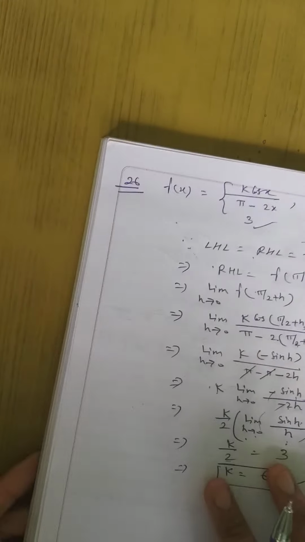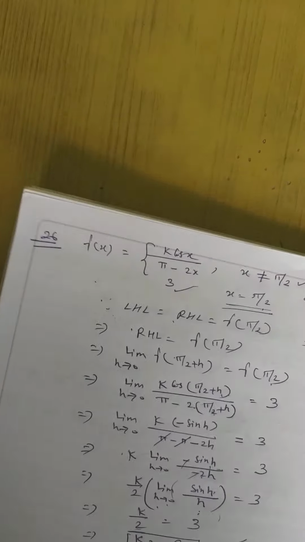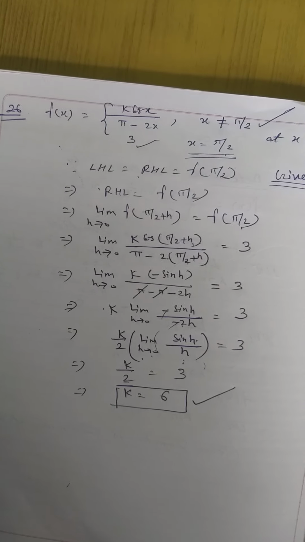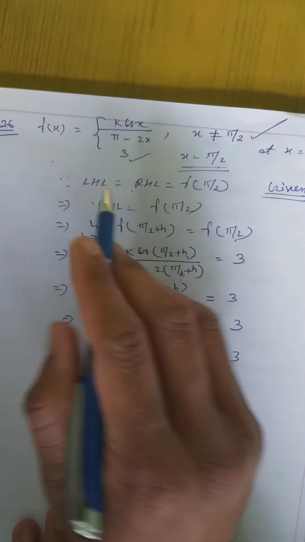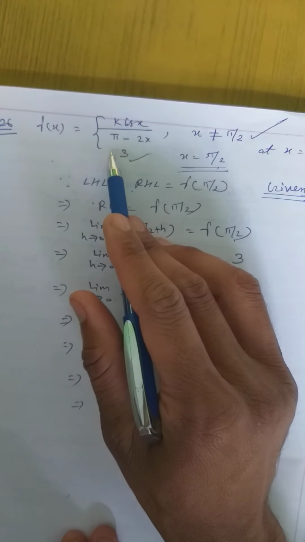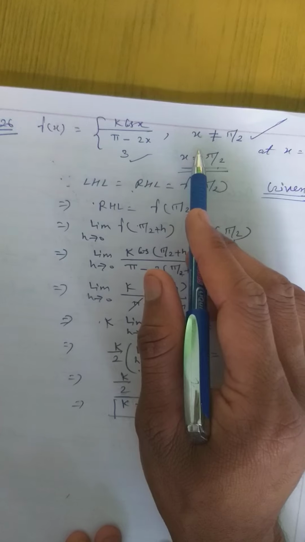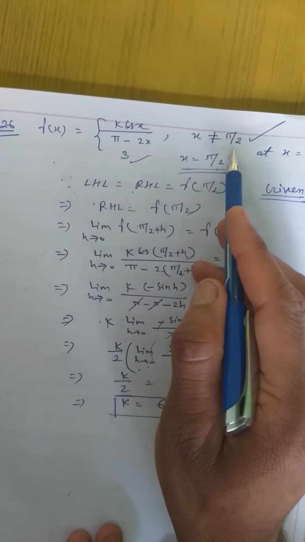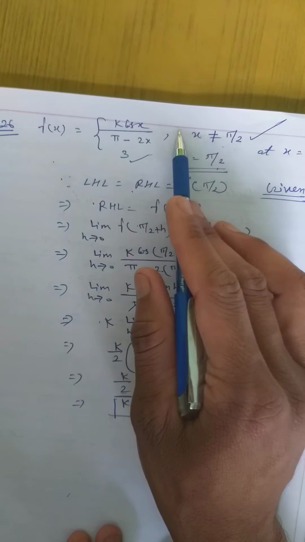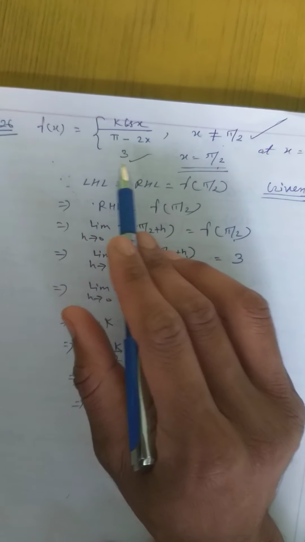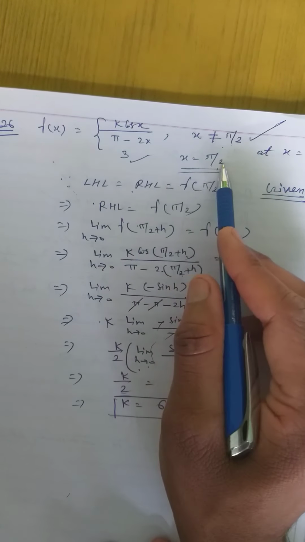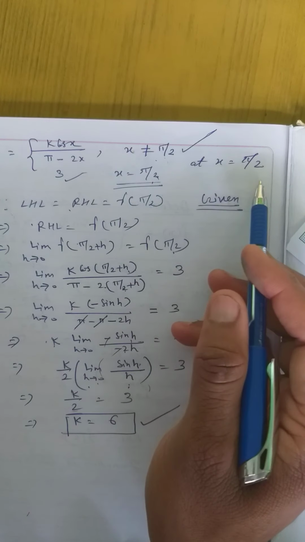Now come to question number 26. This is a very important question. f(x) equals k cos x upon (π − 2x) when x ≠ π/2. You can use this part for x slightly greater than π/2 and less than π/2. f(x) equals 3 when x equals π/2. At x equal to π/2.